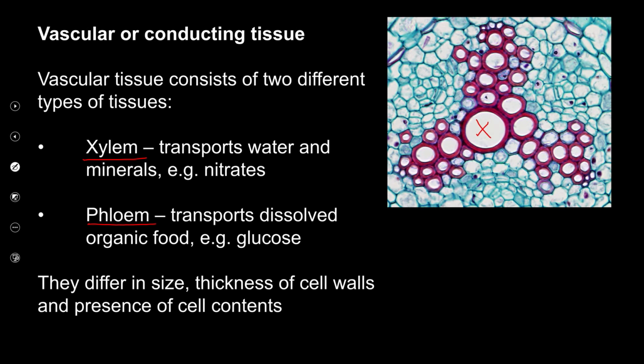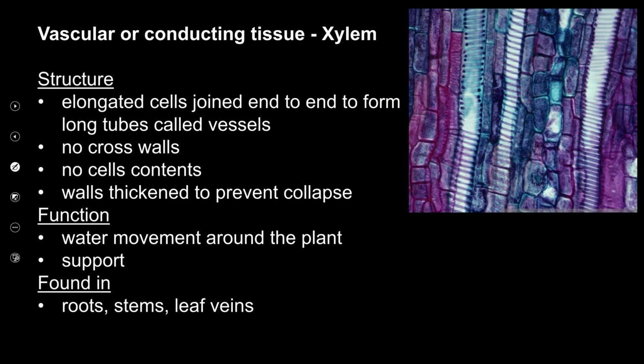So the other type of vascular or conducting tissue is found here, and that is called phloem, and its job is to transport dissolved organic foods. So one transports substances up the stem, the other transports substances down the stem. And we're looking at the first one now, which is called xylem.